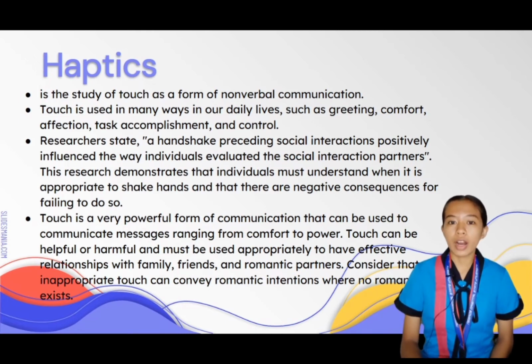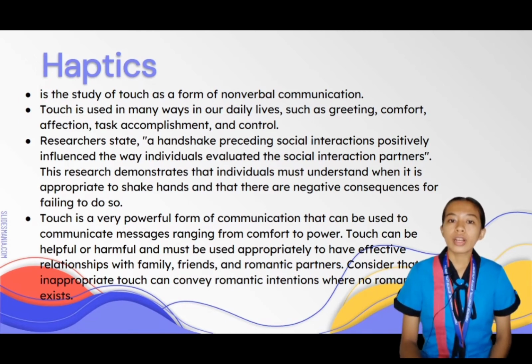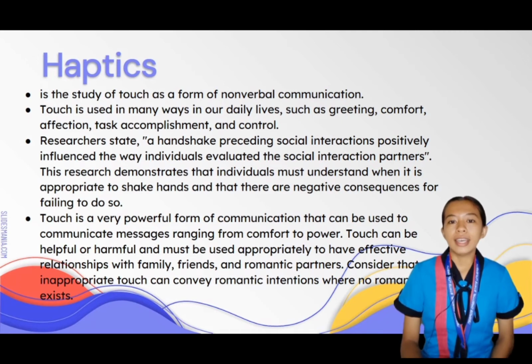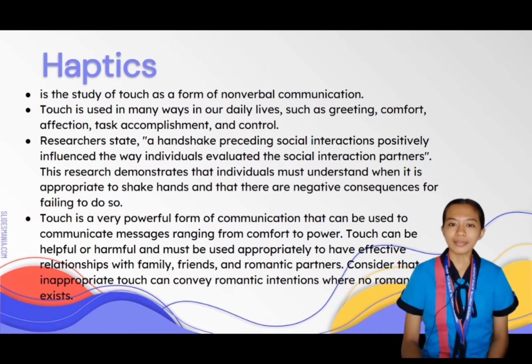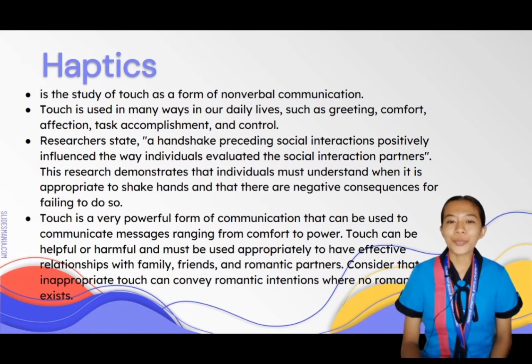Finally, you may recall your parents or guardians putting an arm around your shoulder to help you walk faster if there was a need to hurry you along. In this case, your parent or guardian was using touch for control.